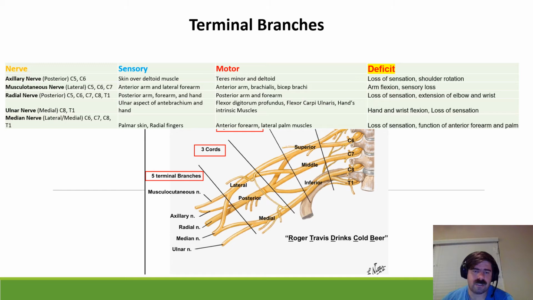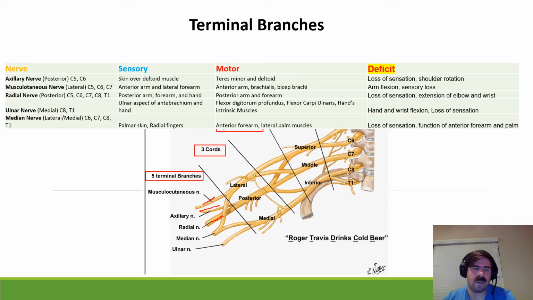Finally, the terminal branches. We're going to start with the axillary nerve. This provides innervation over the deltoid muscle and a loss of motor function for the teres minor and deltoid muscles. Injury to that nerve results in deficit for shoulder rotation. Next, the musculocutaneous nerve. This provides sensory innervation of the anterior arm and lateral forearm, and motor function for the anterior arm, brachialis, and biceps brachii. So damage to that nerve results in a loss of function for flexion.